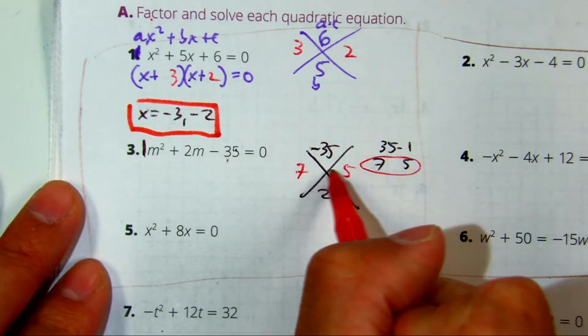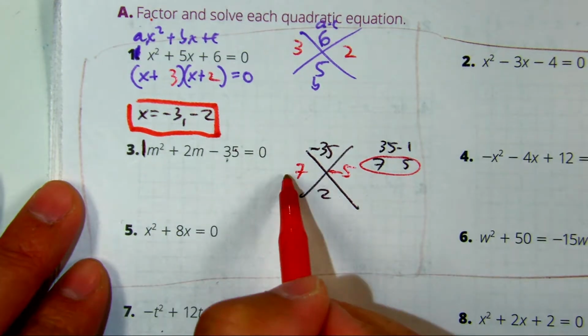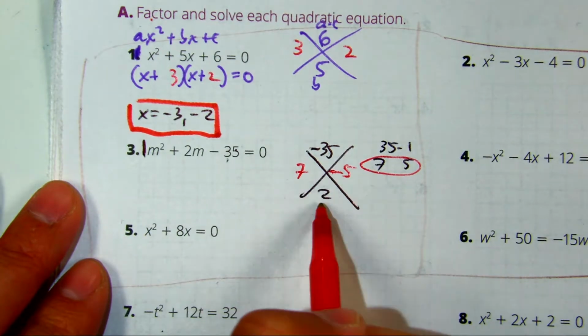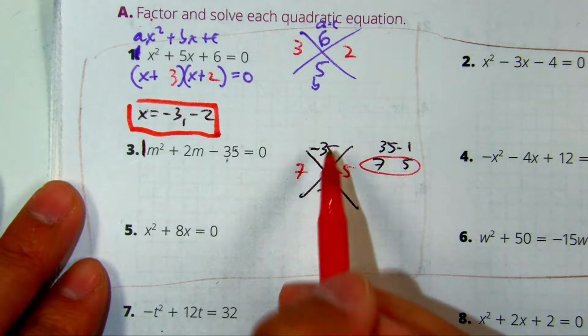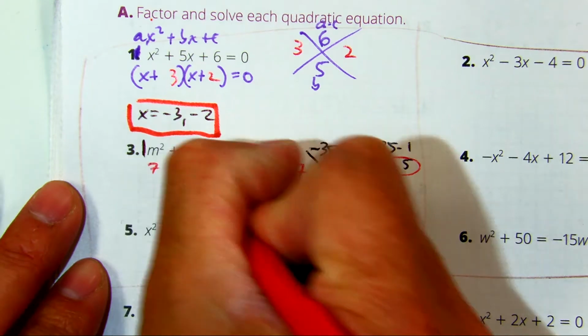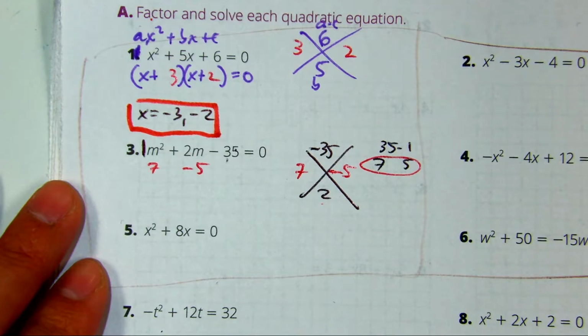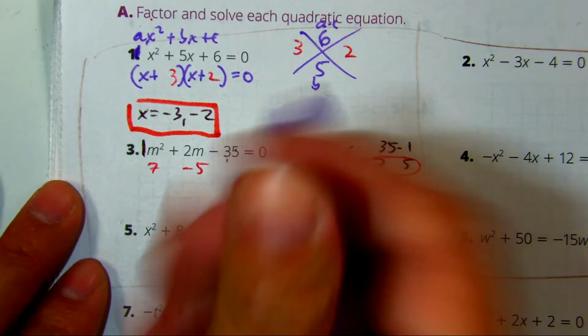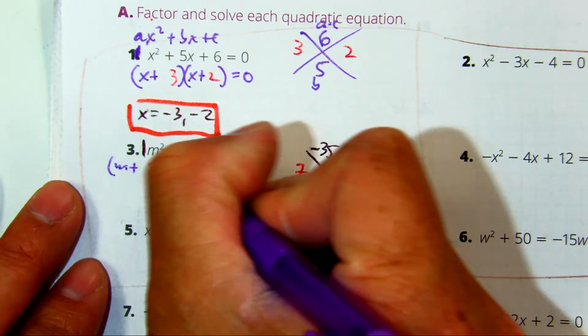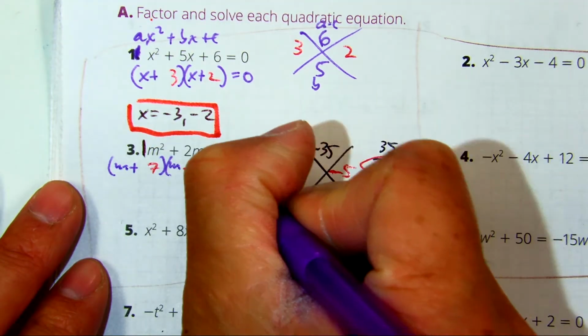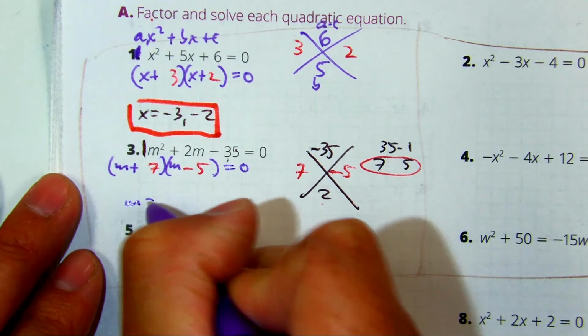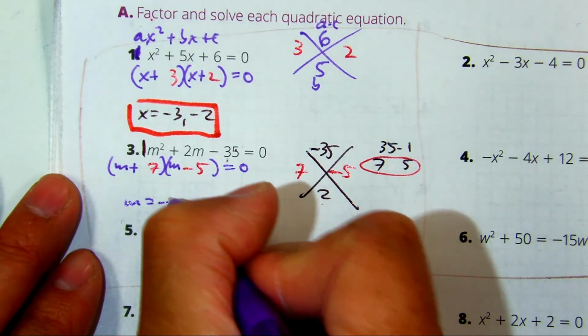This one will be negative, right? 7 plus negative 5, or 7 minus 5 gives me 2. 7 times negative 5 gives me negative 35. So I have m plus 7 and m minus 5 equals 0. And if I do the opposites of those, I get negative 7 and positive 5.